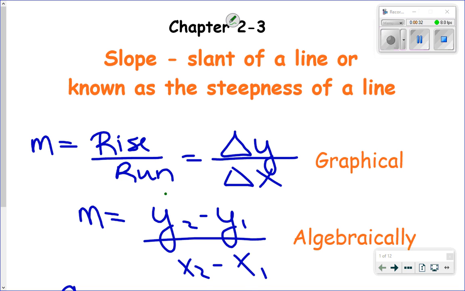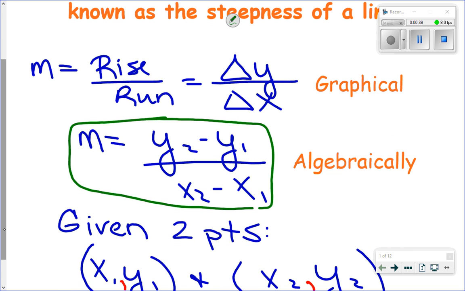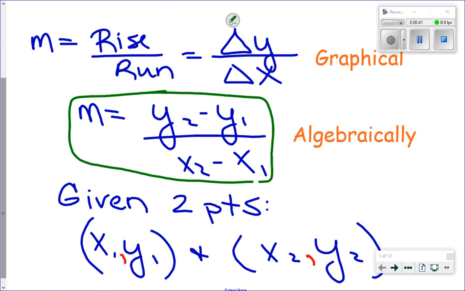So this formula here is one that you need to write down. This is for the first part, when we're going to be finding the slope between 2 points. So the equation y2 minus y1 over x2 minus x1, that's what we're going to be using first. It'll make more sense when we get into the examples, but make sure that you write that formula down.